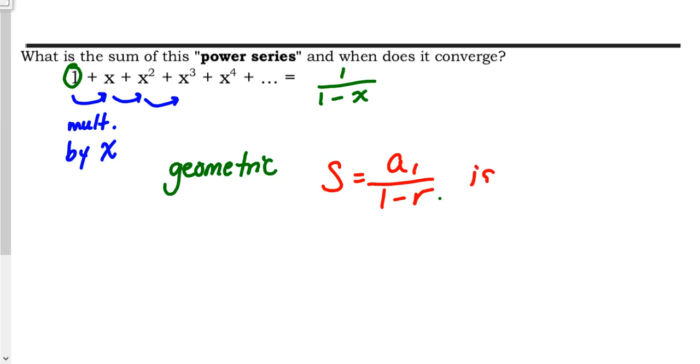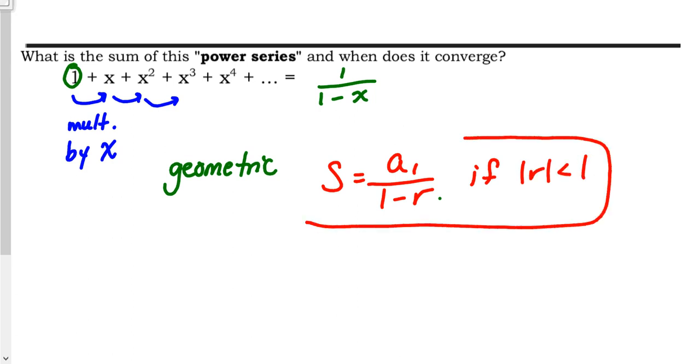So what I was using in my brain there was this idea. Sometimes I get ahead of myself. If the absolute value of r is less than 1. Okay, so this is a fact that we know about infinite geometric series.